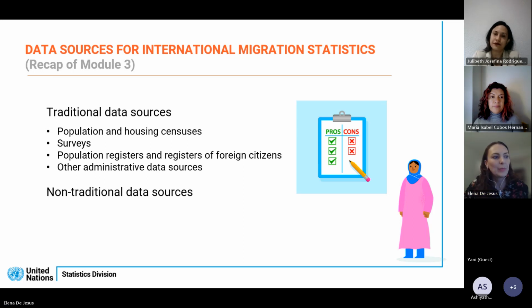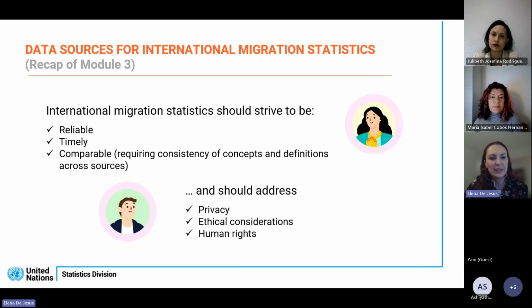So I guess the overarching takeaway is whichever source we're using, or when we're using multiple sources, we're always striving for reliability, timeliness, and comparability of our statistics. So we should be paying attention to the consistency of our different concepts and definitions that are employed in the various sources. And of course, always considering privacy and ethical issues, human rights considerations, particularly since we're dealing with potentially vulnerable migrant populations.